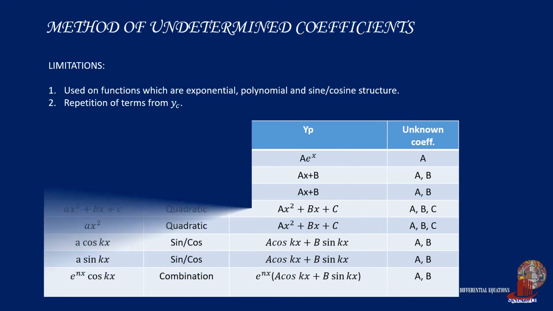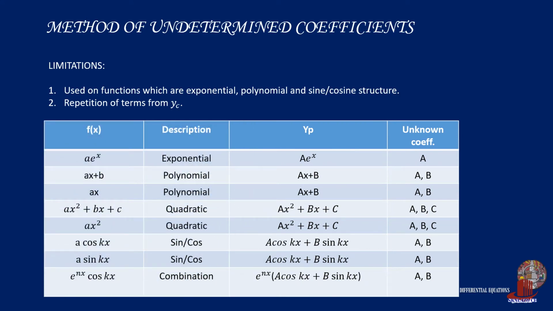For exponential structure, the pattern used is capital A times e raised to x, where we look for A. In first-degree polynomial structures, we use ax plus b, and quadratic equations will require ax squared plus bx plus c. For those with sine and cosine structures, yp is computed as a cosine of x plus b times sine of x. There are also combinations where the yp patterns will also just be combined.